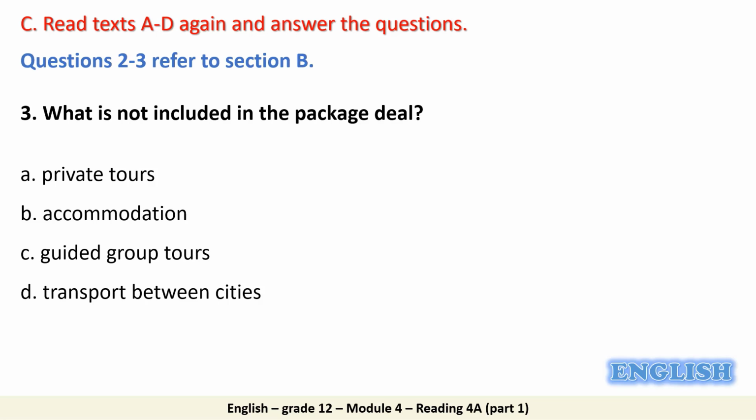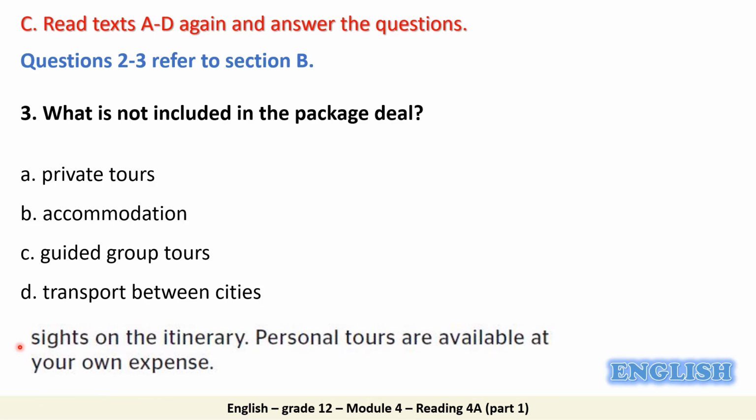Moving on to question 3. What is not included in the package deal? This part will help you answer the question. Personal tours are available at your own expense. So, if you want a personal tour, you will have to pay extra money. So, what is not included? Personal tours. And personal tours means the same as private tours.